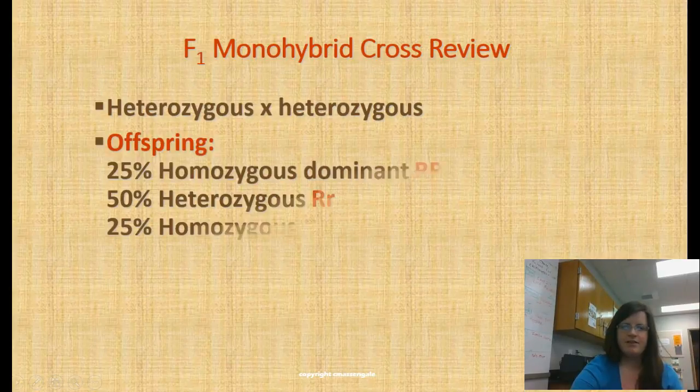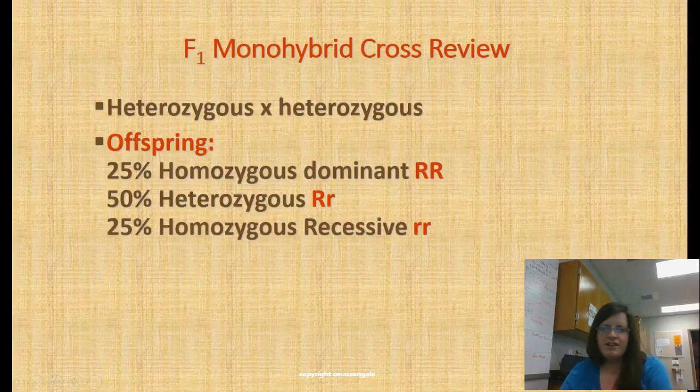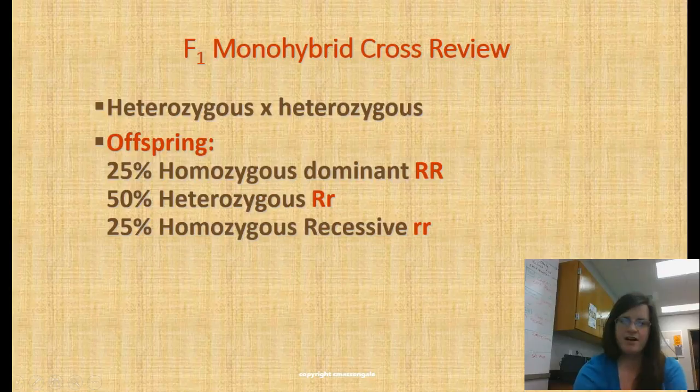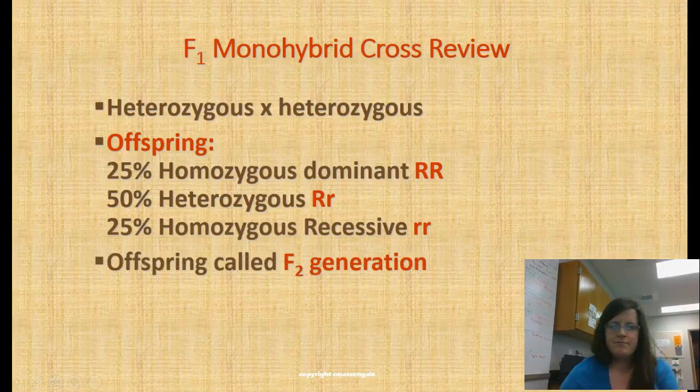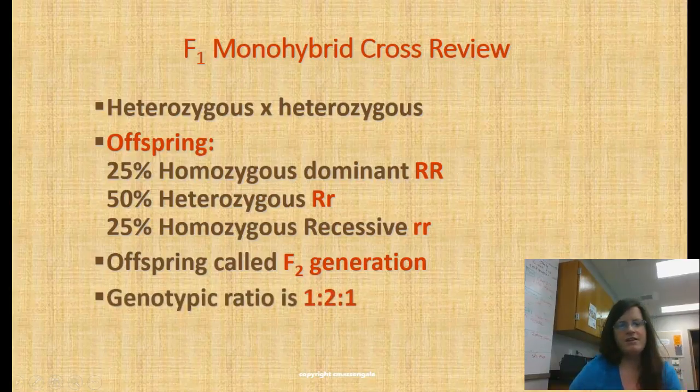Okay. So if you cross a heterozygous and a heterozygous, you are going to get 25% of them being homozygous dominant, so 1/4. One of the boxes was homozygous dominant, big R, big R. And then 2 of them were heterozygous, big R, little r, so that's 50% because there's only 4 boxes. And then 25% was homozygous recessive, which is little r, little r. And this offspring with the 3-to-1 phenotype ratio is called the F2 generation, which is a vocab term you should remember from the previous video. And the genotype ratio is 1 to 2 to 1.